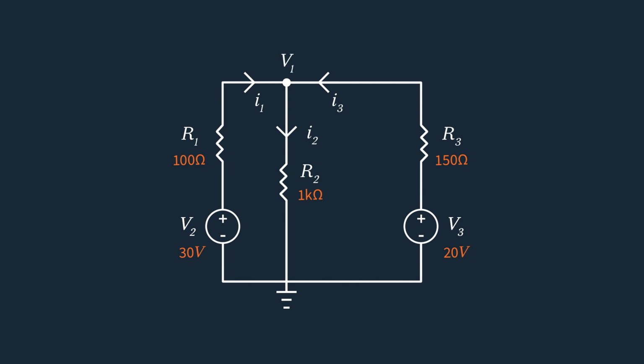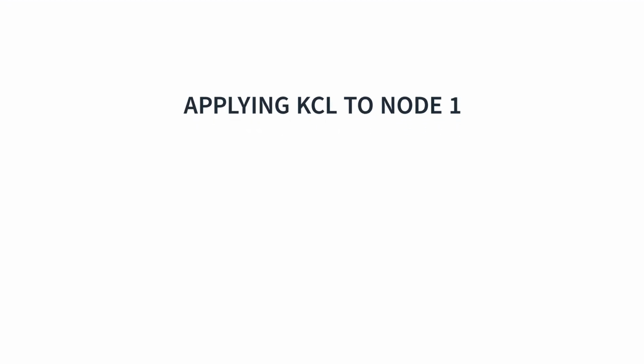We can assume that currents I1 and I3 flow into node V1 from their voltage sources V2 and V3 respectively. We can also assume that current I2 flows out of node V1 towards the ground. Hence, applying KCL at the node, I1 plus I3 equals I2. According to Ohm's law, I equals V over R. Hence, we can substitute the currents in an equation with their V over R equivalents.